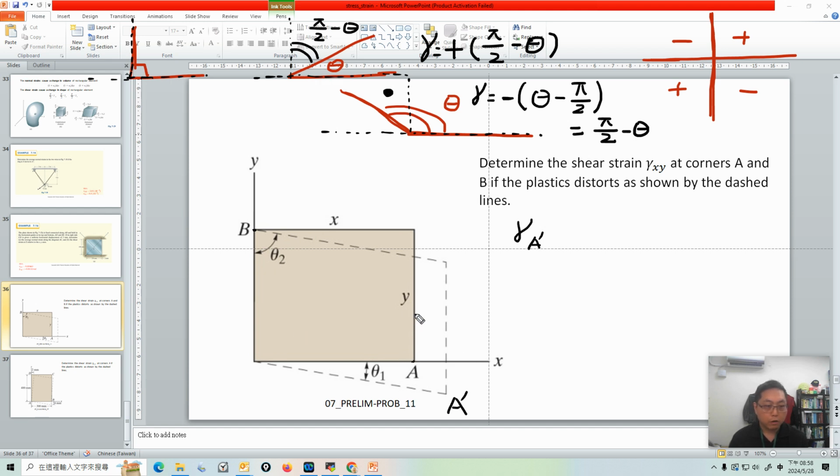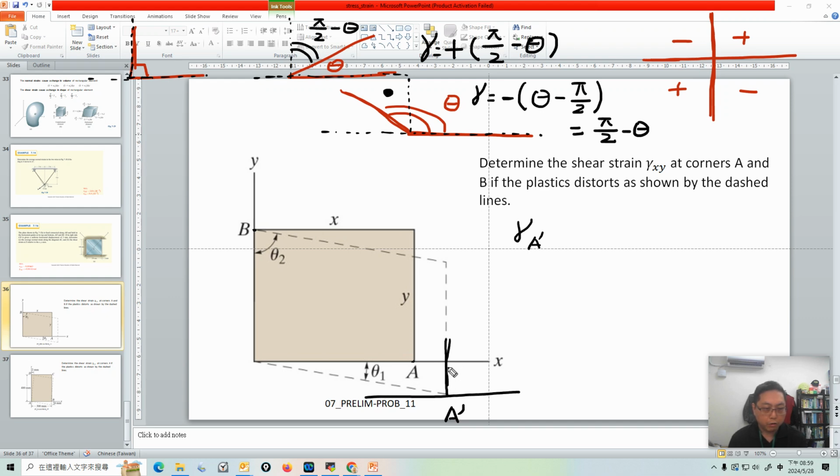Initially at this A, the X and Y axes are perpendicular to each other, so this is our reference. We also draw this reference here. This is A prime. This is our reference because initially X and Y are here. I just move this reference from point A to point A prime.